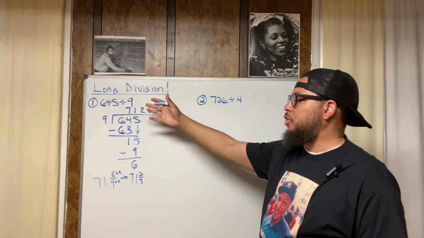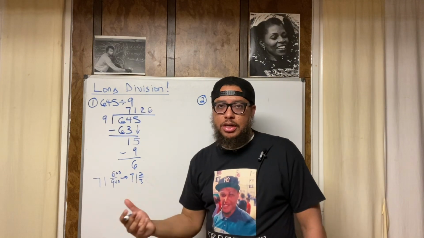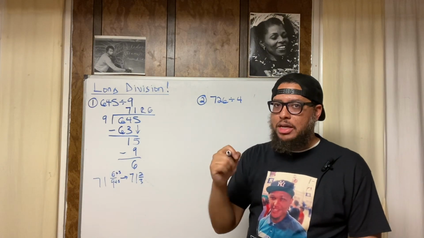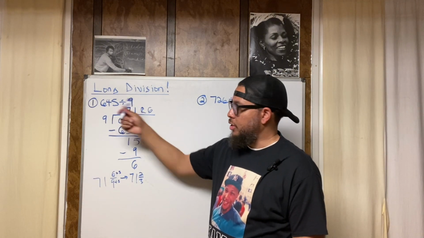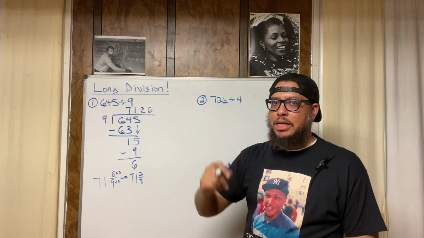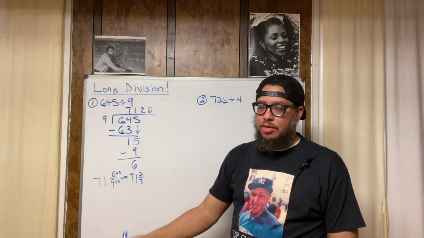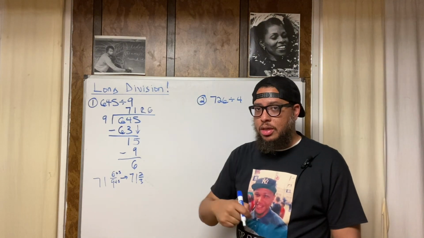I meant to say that with the first problem. I forgot. How many 9s can fit into 645? That's what division is. Division really means how many of the second number can fit into the first number. In this case, 71 9s can fit into 645. So whenever you see division, just think how many of the second number can fit into the first number? How many of the divisor can fit into the dividend? How many of the denominator can fit into the numerator?